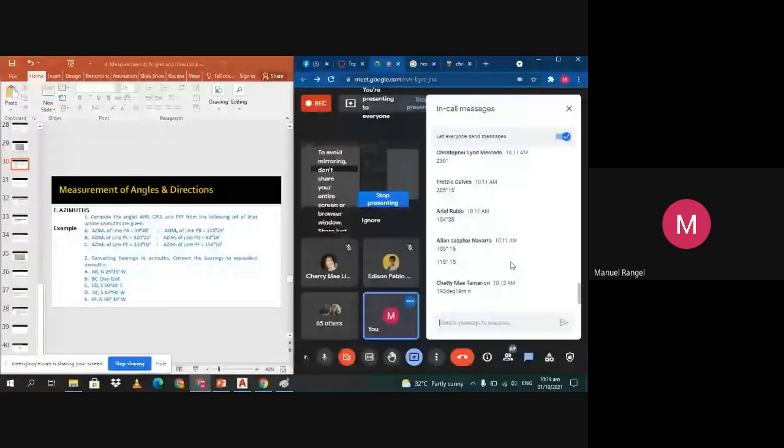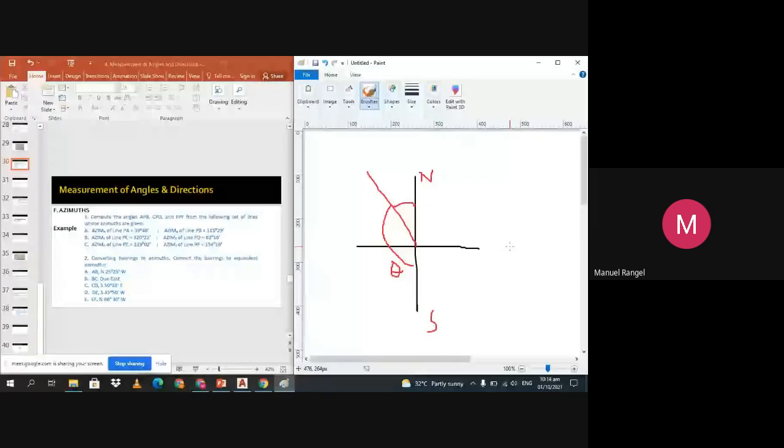Okay, letter B, BC, due east. What is the azimuth of BC? Yes, correct, 90 degrees, because it is due east. If due east, the angle is 90 degrees. If due south, azimuth from north is 180 degrees, then 270 and 360.